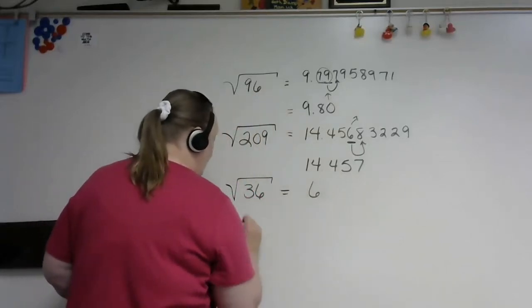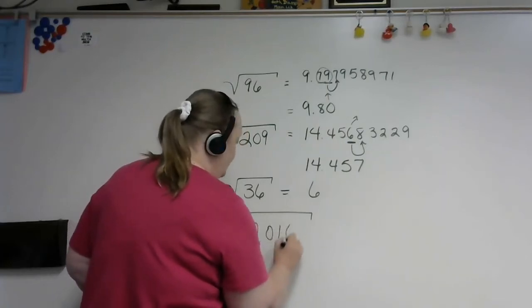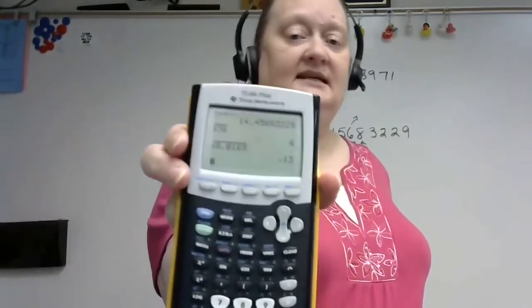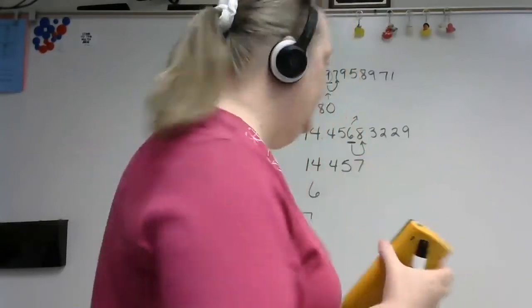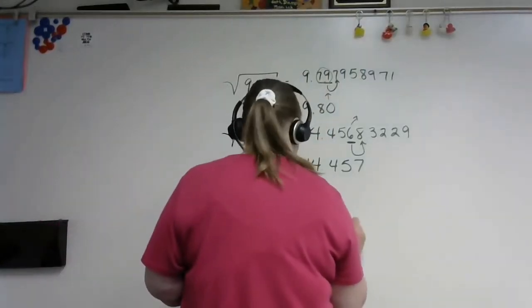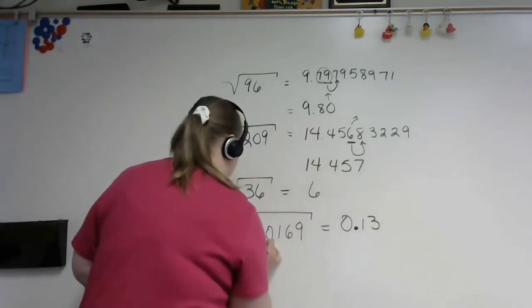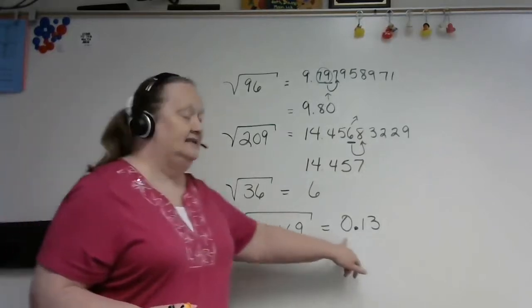Okay, we have the square root of 0.0169. The decimals in this work just like anything else. And if I type decimals in, I just type them in. In this case, it does come out nice and evenly. So that would come out to 0.13.